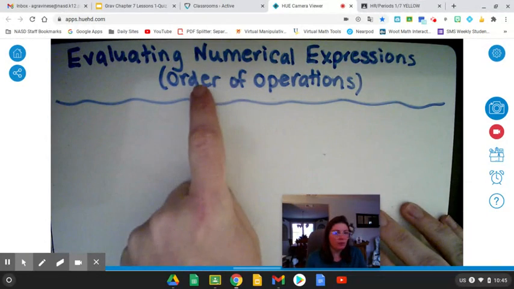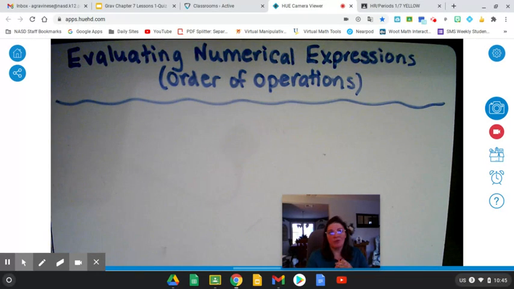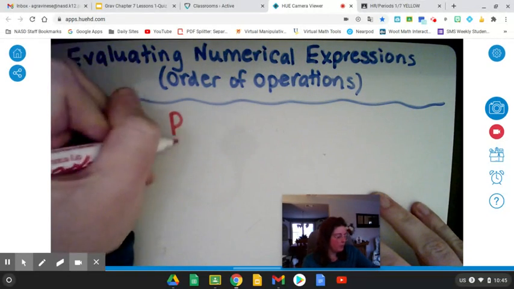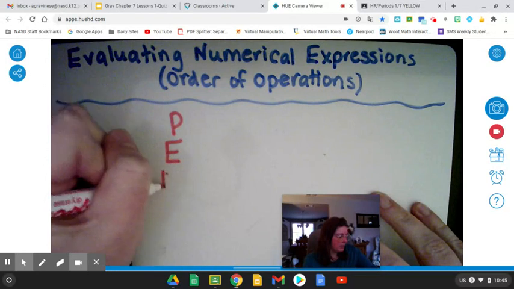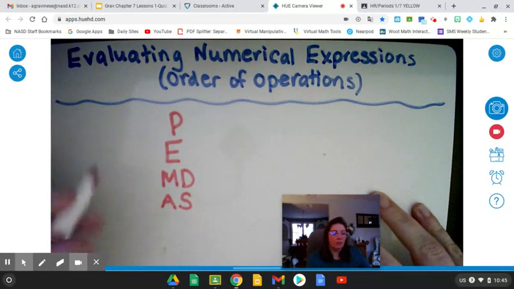Well, we have to follow the correct order of operations, because if we don't follow a set guide on how to solve these problems, then people will get different answers because they might choose to do different operations first. So these are the agreed upon order of operations. We sometimes will hear the saying PEMDAS when we talk about order of operations.